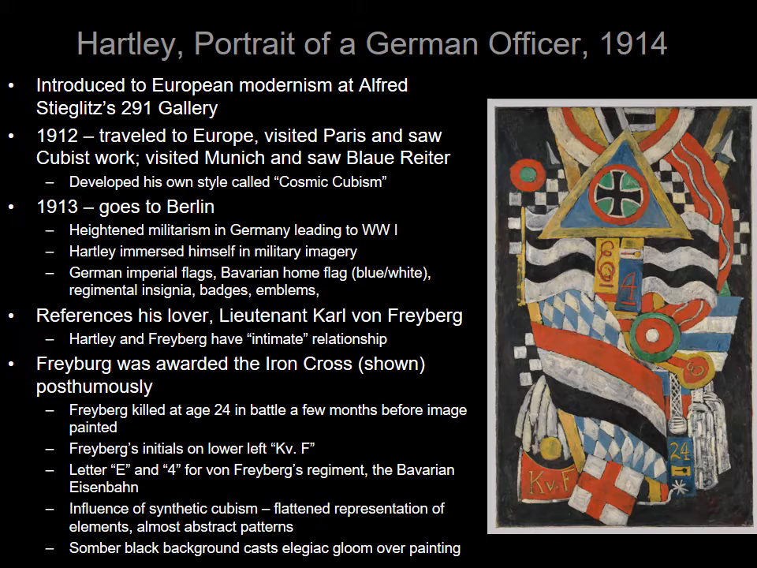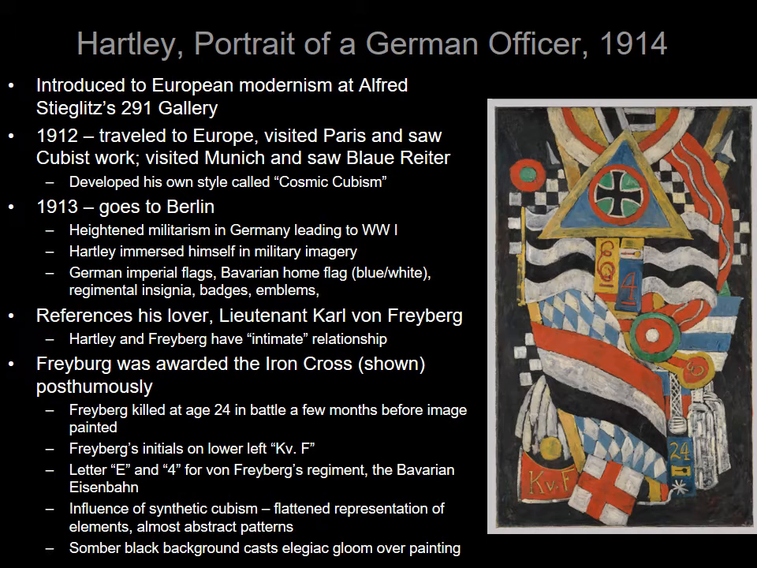So this was actually shown in the U.S. at Alfred Stieglitz's 291 Gallery in New York, so that's why it sometimes falls under an early American movement. In 1912, Hartley traveled to Europe. He visited Paris and saw Cubist artworks. He visited Munich and he saw the Der Blaue Reiter movement. And he developed his own style that he called Cosmic Cubism. In 1913, he went to Berlin.